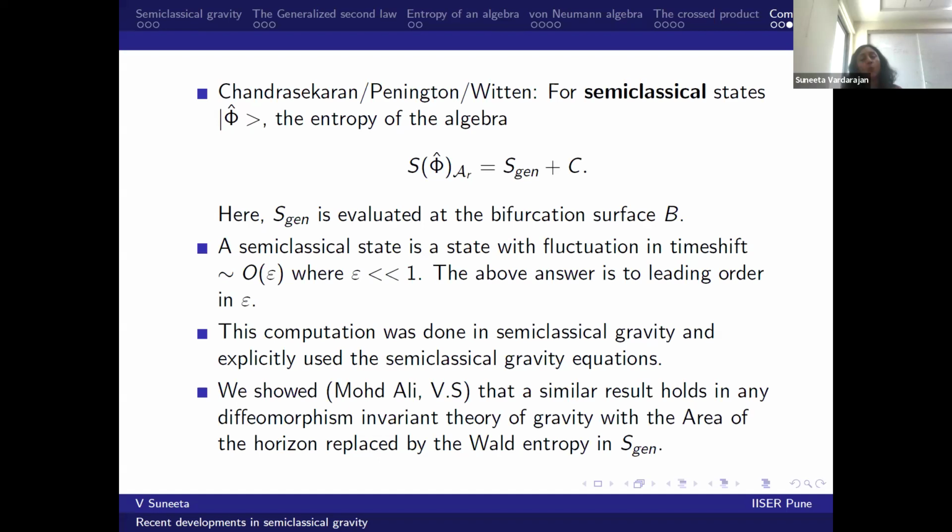And just to let you know some results which we have done recently, what we showed was, all this was in Einstein gravity. What we showed was that if you take any arbitrary diffeomorphism invariant theory of gravity, then the same result is true, except the area of the horizon is replaced in the generalized entropy by the Wald entropy.